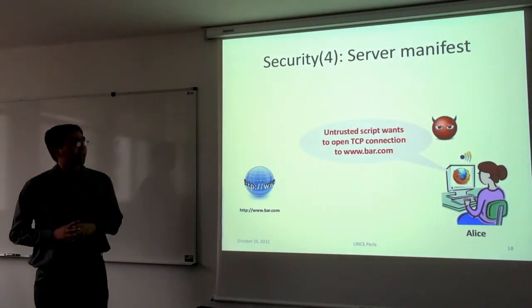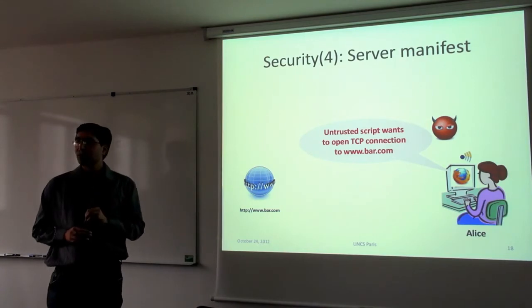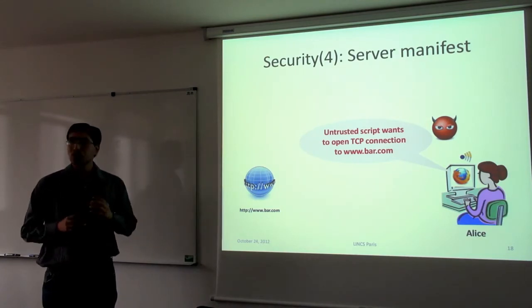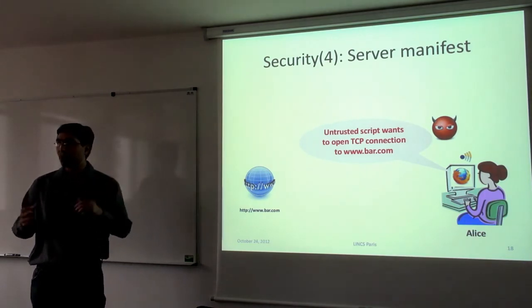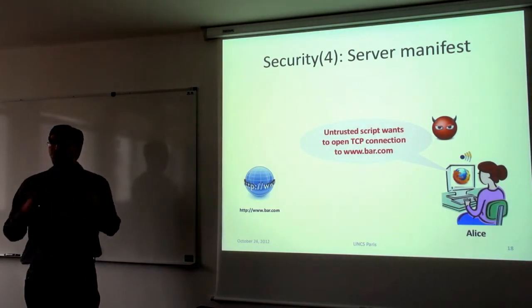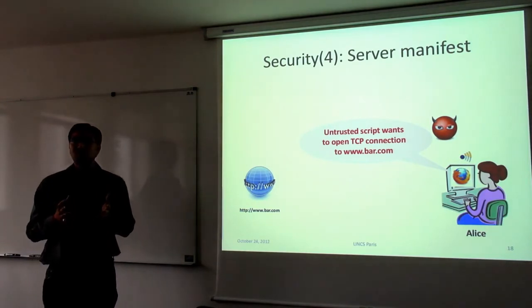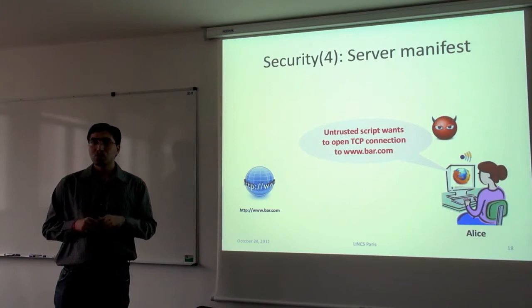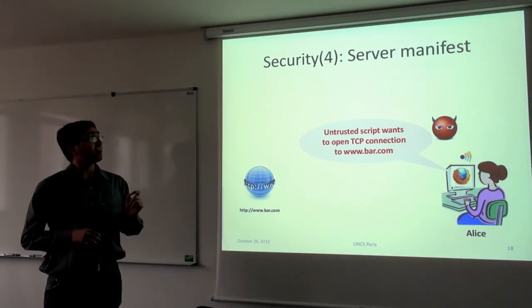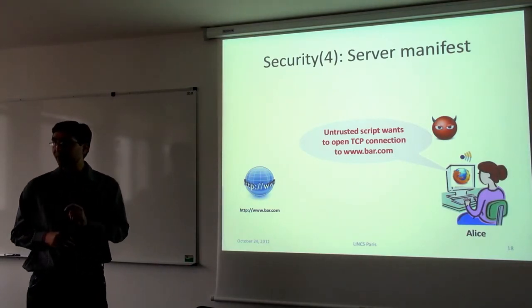Now assume a case where there is an untrusted script running on an end host which wants to open a TCP connection to, say, a third-party server called bar.com. Now, how can bar.com protect itself from unwanted cross-domain communication? To tackle this problem, Fathom suggests the use of a server manifest.